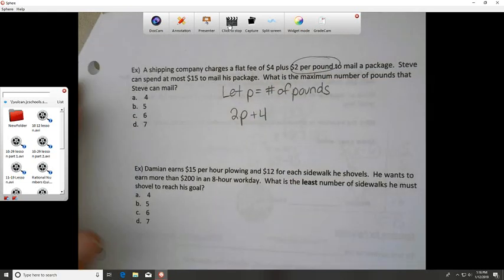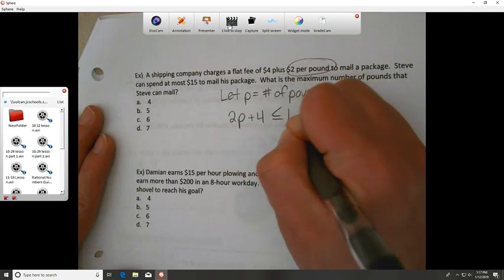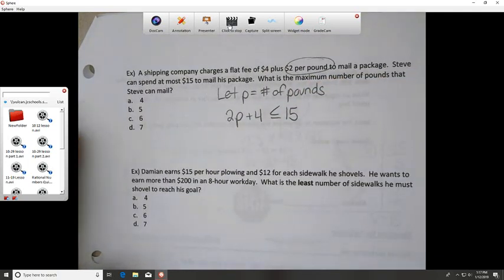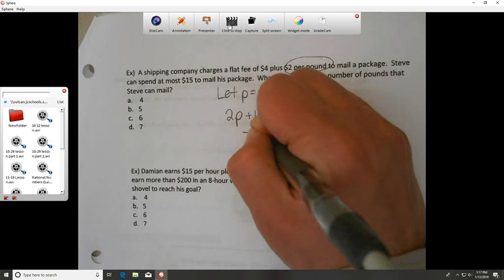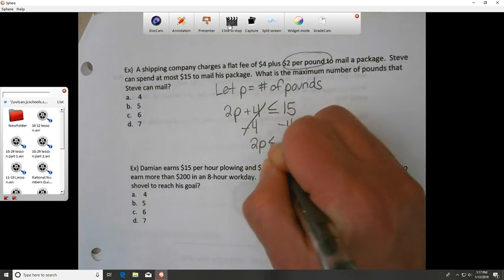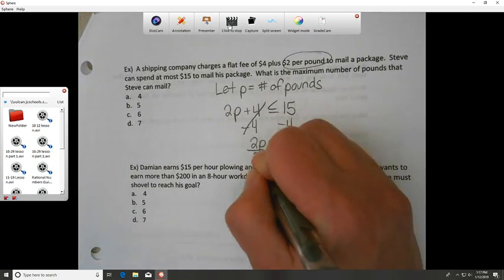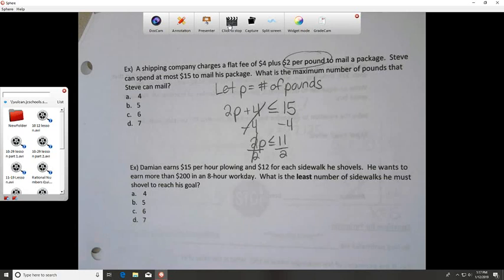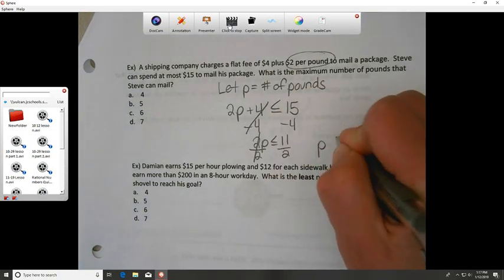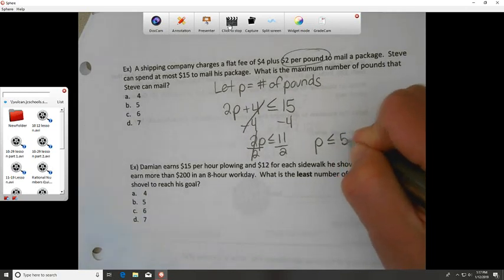And then it says that he can spend at most $15. So he cannot spend more than 15. That's the most he can spend. So it's going to be less than or equal to 15. When we solve this, we're going to subtract our 4 from both sides. So we'll get 2P is less than or equal to 11. And then we'll divide both sides by 2. So our 2's will cancel out, leaving us with P. And then if you do 11 divided by 2, you're going to get 5.5.